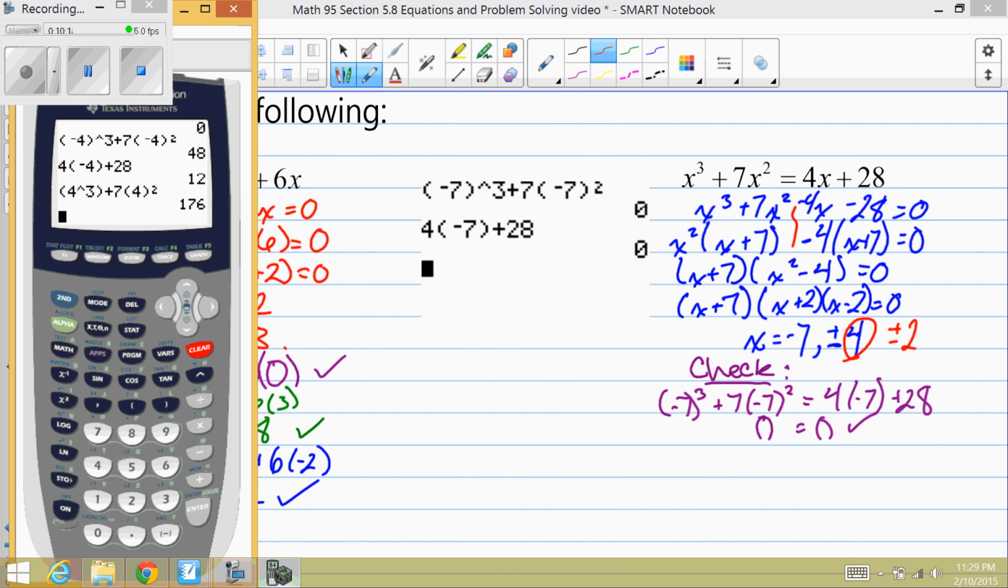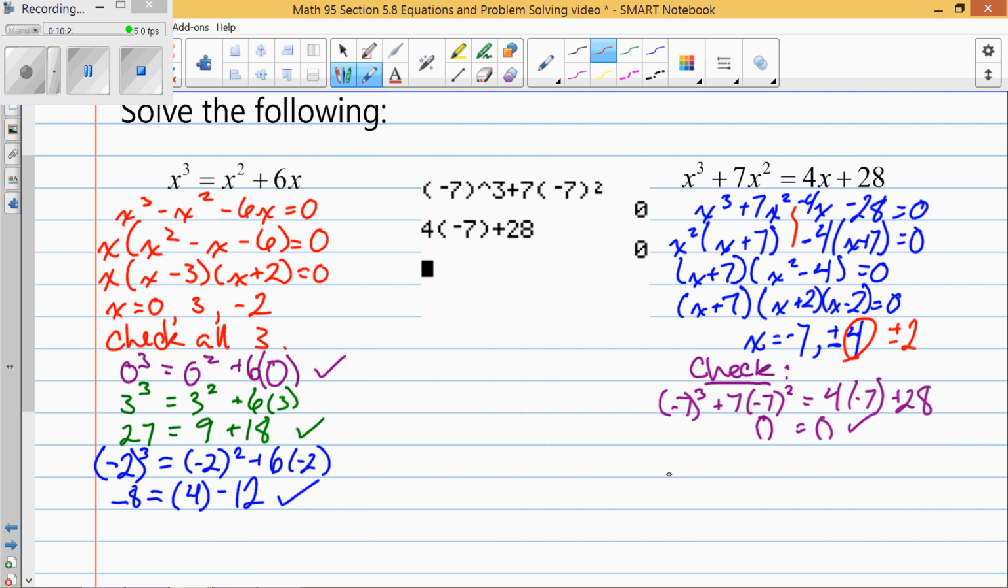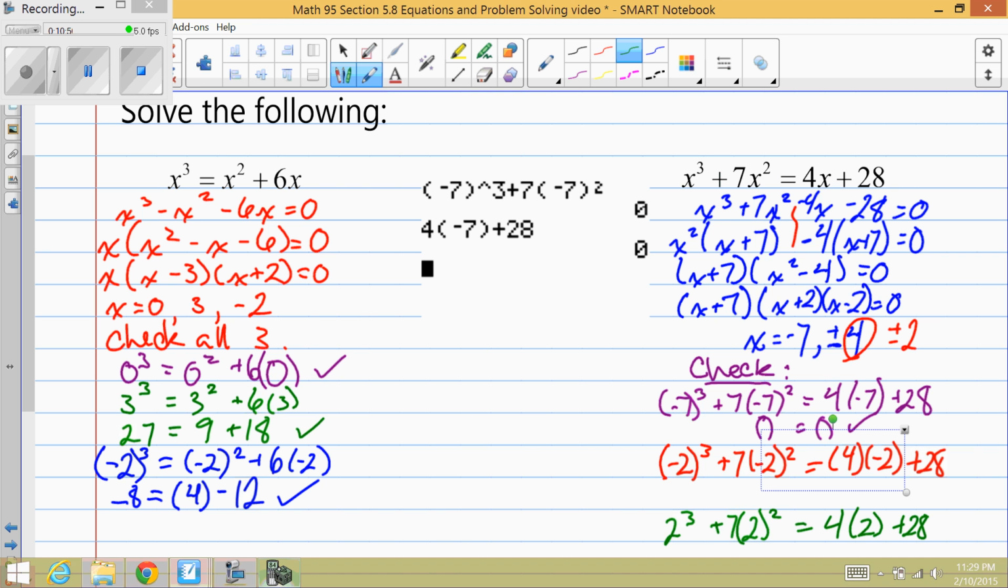So, go back to my calculator, figure this out. I'm going to check my negative 2 cubed plus 7 times negative 2 squared should equal 4 times negative 2 plus 28. And I'm also going to check 2 cubed plus 7 times 2 squared should equal 4 times 2 plus 28.